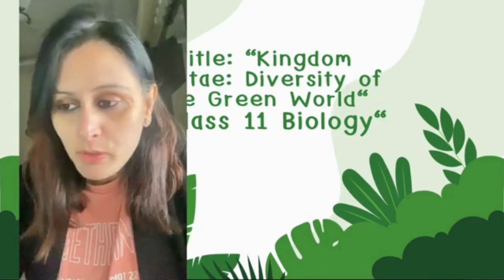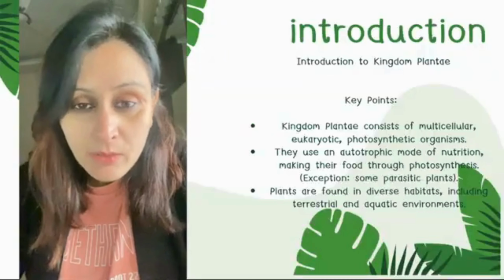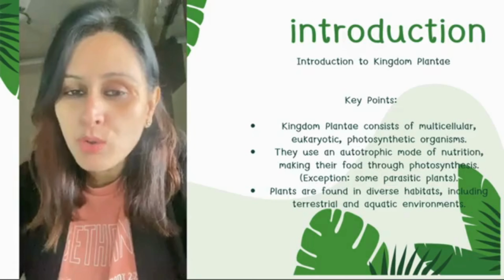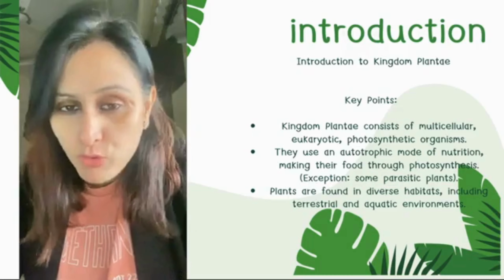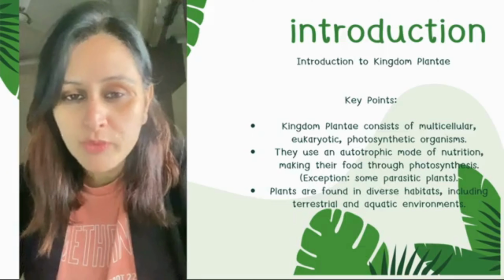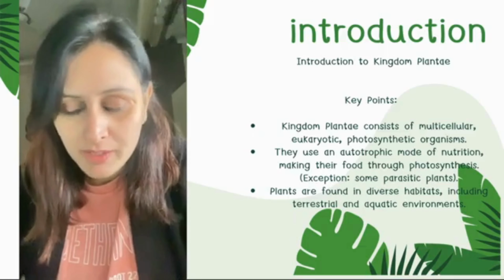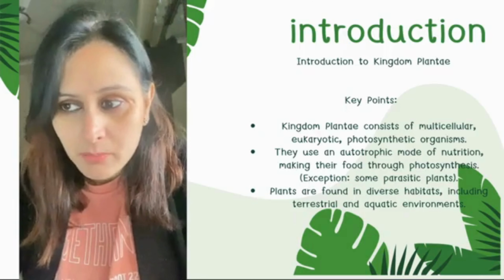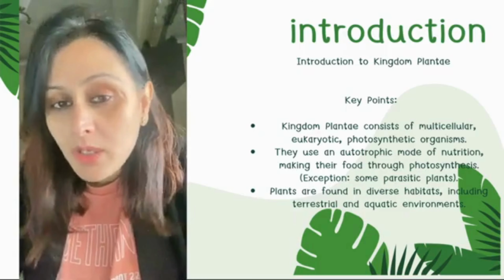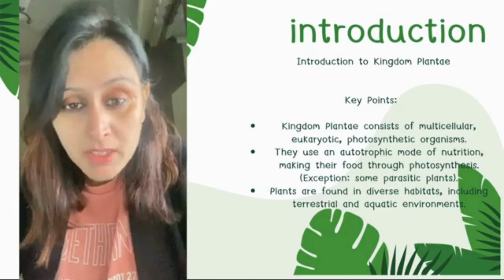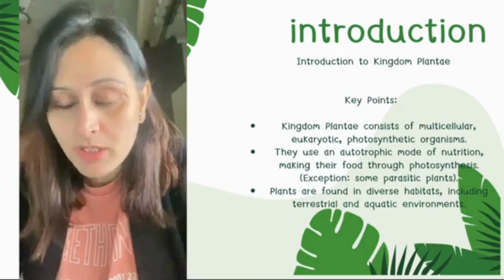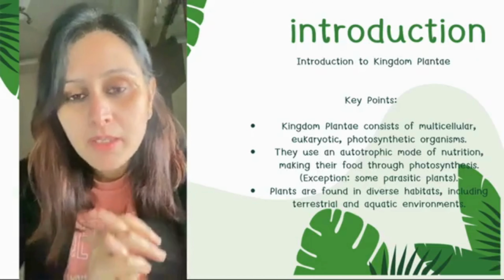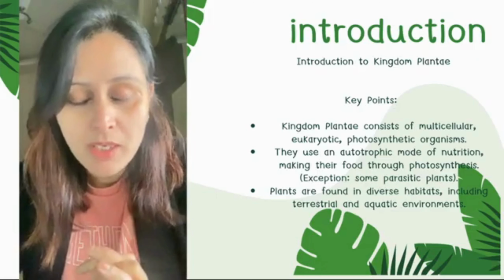So in this chapter, we are going to talk about the diversity of the green world. Why is the name green given to it? Because we know that plants are autotrophs and they produce their own food with the help of chlorophyll in it, right? So starting with kingdom Plantae, what type of organisms are there? They are multicellular, eukaryotic, photosynthetic organisms. So this entire kingdom is photosynthetic in nature.